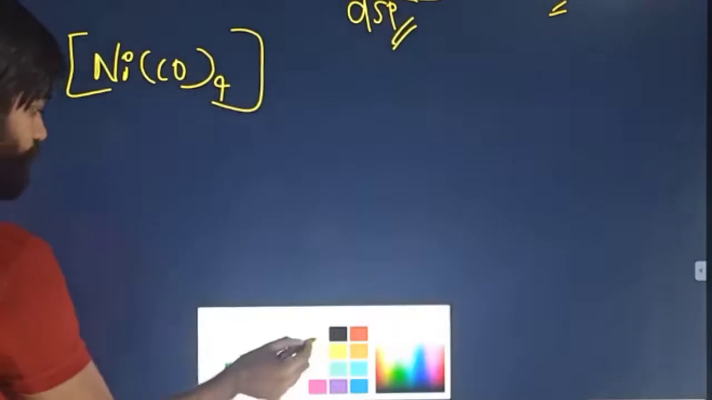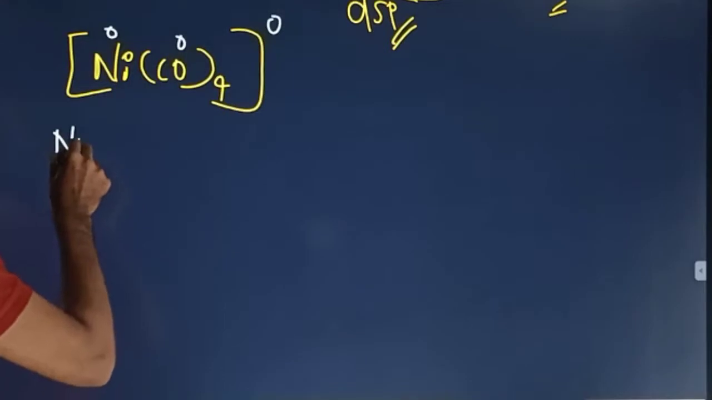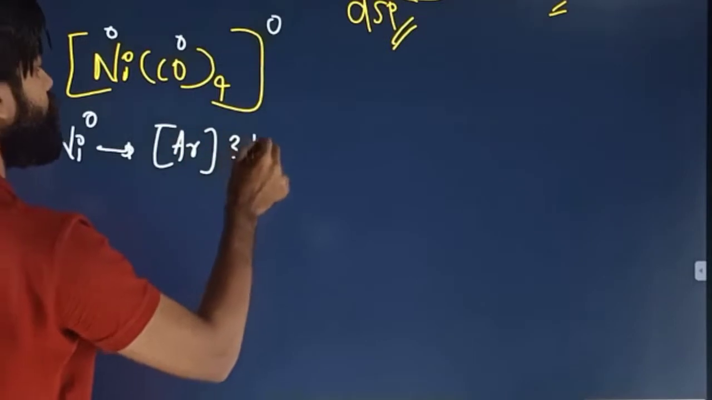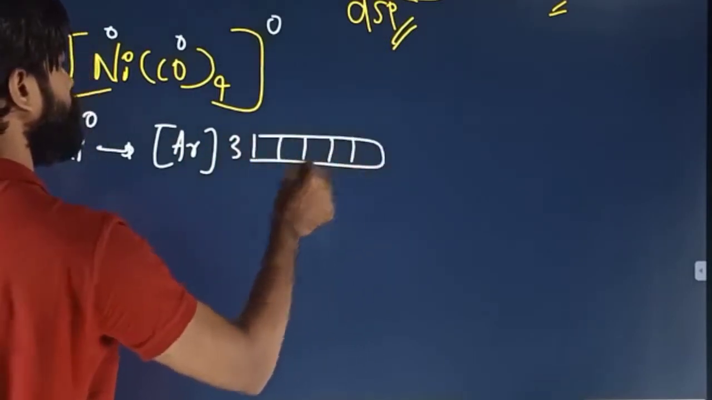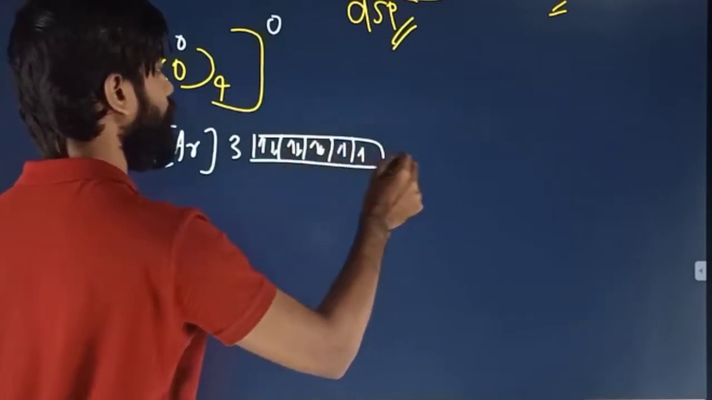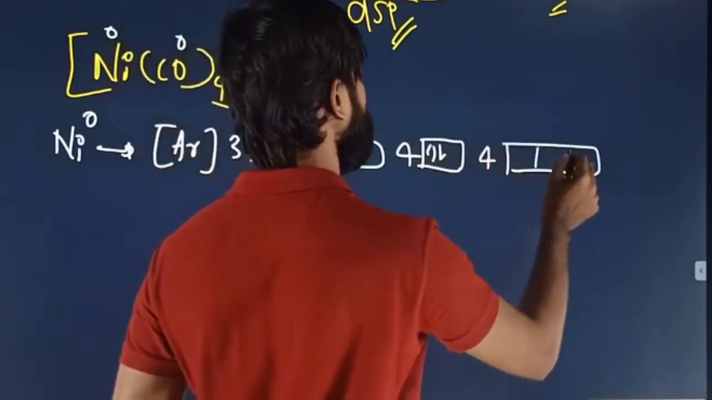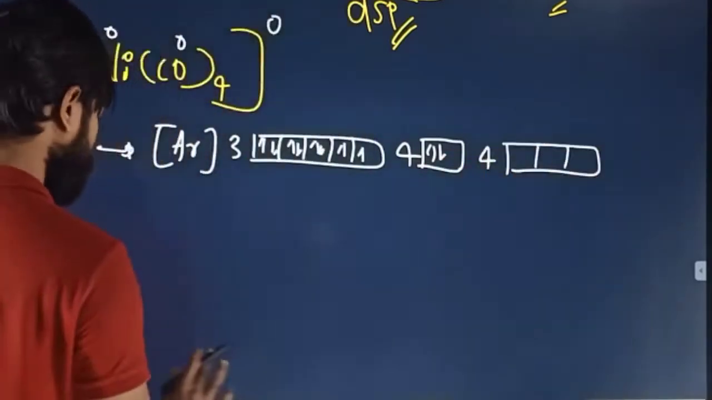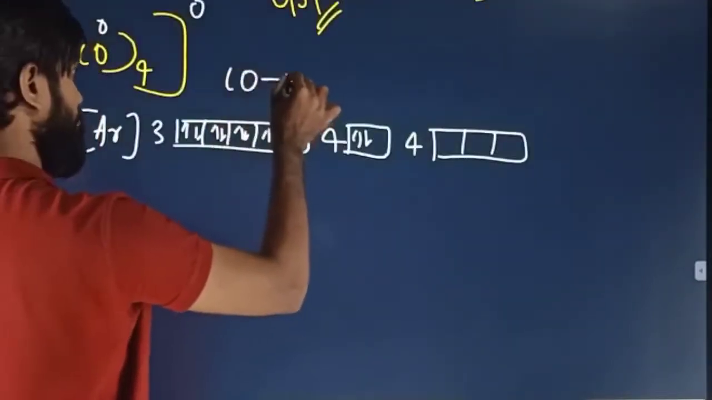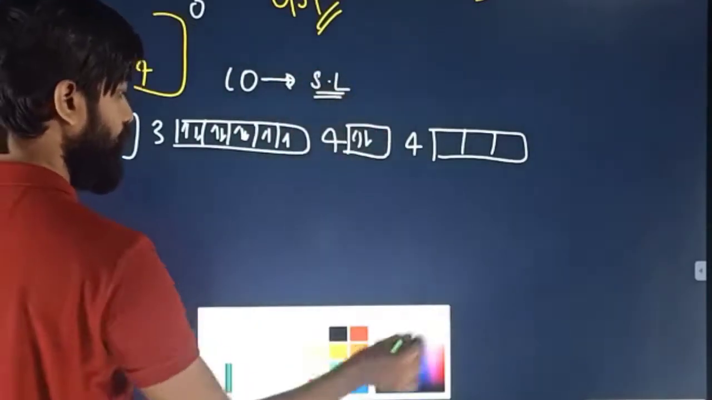Nickel tetracarbonyl. The overall charge is 0, carbonyl has 0, nickel has 0. So nickel is in 0 state. Nickel in 0 state means it is like argon 3d8, and 4s2 is there, 4p is there, 4d is there. Carbonyl, the donor atom is carbon. This is a very strong ligand. Carbonyl is a very strong ligand.